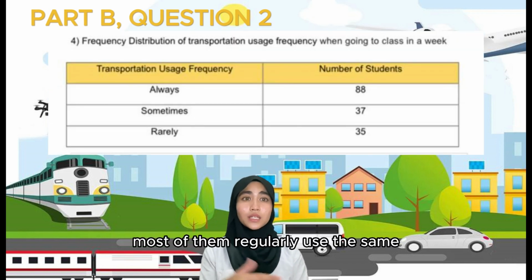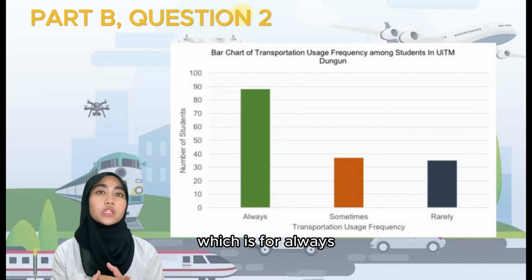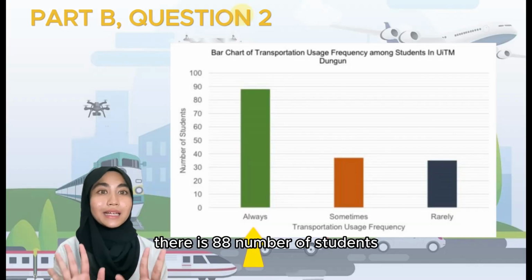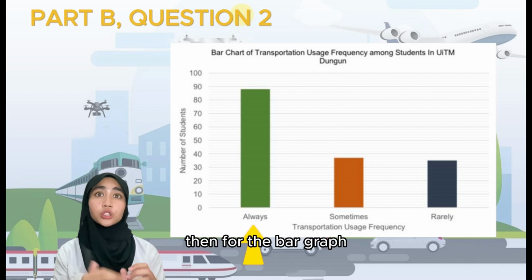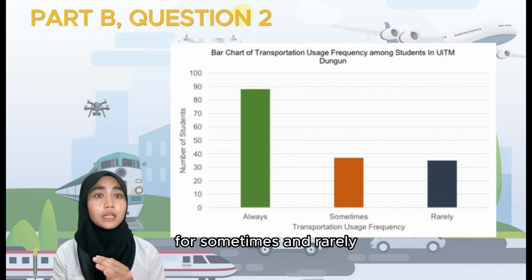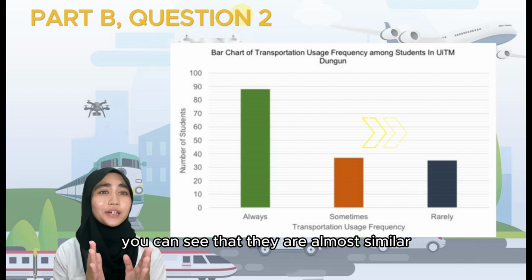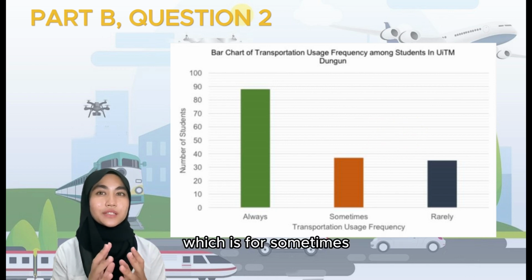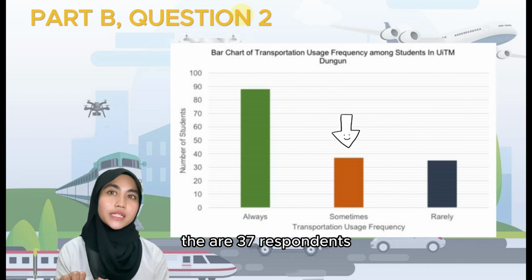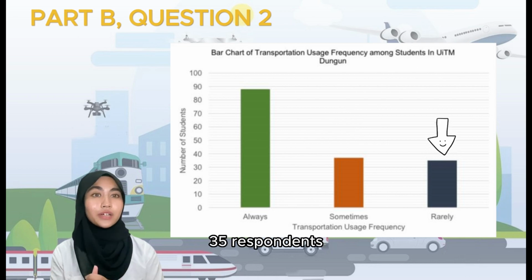As you can see, most of them regularly use the same transportation mode. For always, there are 88 students. Then for the bar graphs of sometimes and rarely, we can see that they are almost similar, with 37 respondents for sometimes and 35 respondents for rarely.